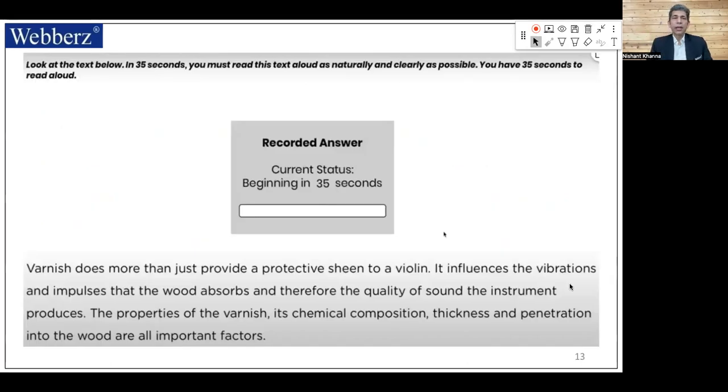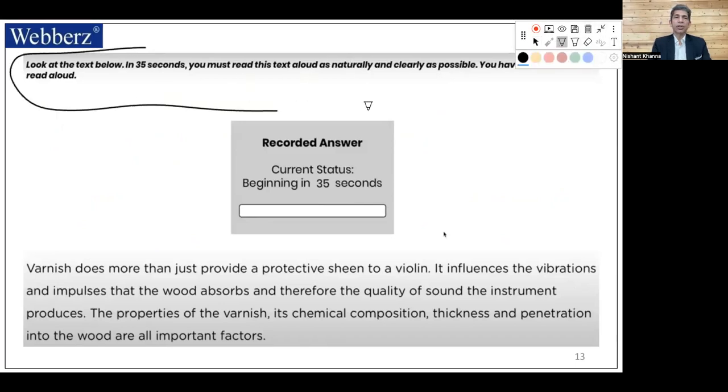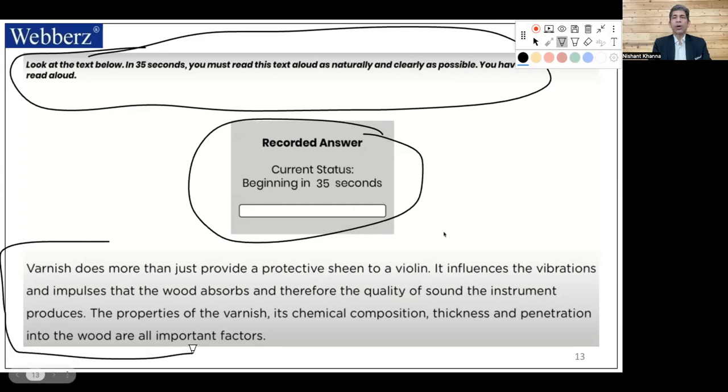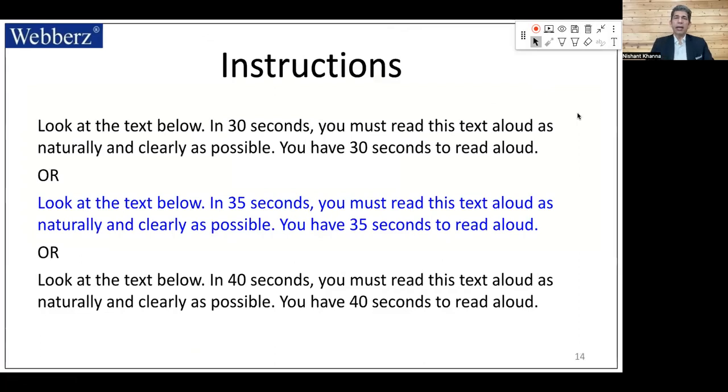Now look at this. This is how it will look. If I mark here, this area is the instructions. This is the timer. And this is the text which you have to speak. Now the instructions can be anything. It can be 30 seconds, 35 seconds, or 40 seconds. Everything is acceptable. Everything is allowed.